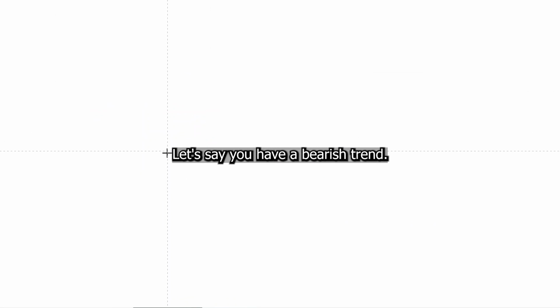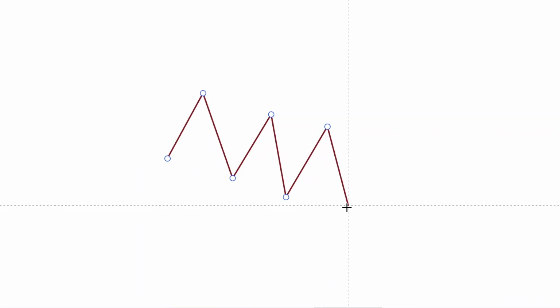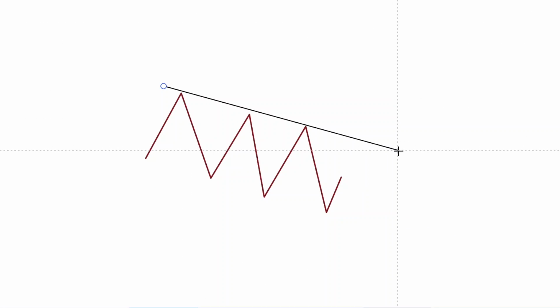Let's say you have a bearish trend. Now, let's say you want to trade a continuation. You would be trading to continue the trend bearish. Let's say you're waiting for a breakout for a trend to change, trading bullish. So now what a retail trader would do is they would mark their trend lines.